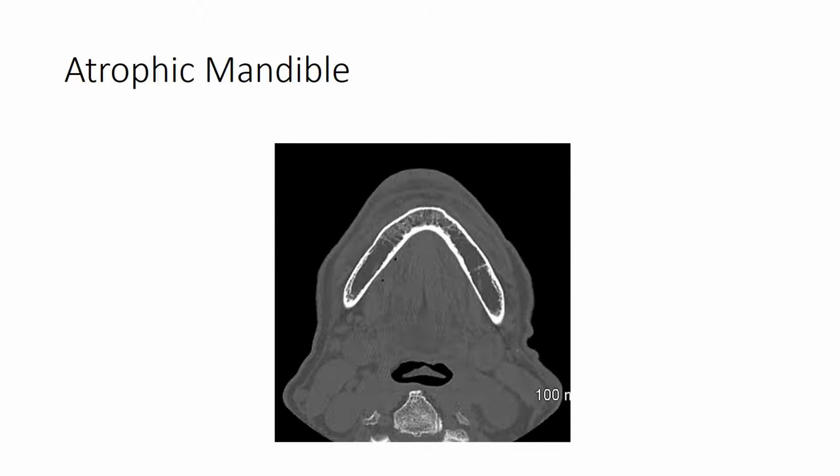This is an axial CT section through the mandible of a much older patient who is edentulous. And so you can see what happens to the jaw without teeth. The cortex becomes thinner, the trabeculae become thinner. And you could consider this normal aging. And it's also considered an atrophic mandible. That's the other term for this.